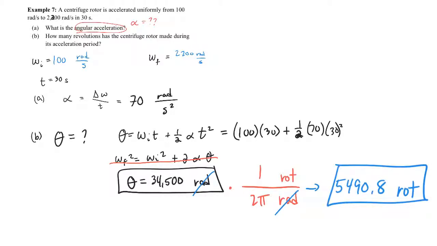So think about this logically for a second. A centrifuge takes blood and spins it to separate it into densities. It's making that many rotations in 30 seconds. It's spinning extremely, extremely fast.